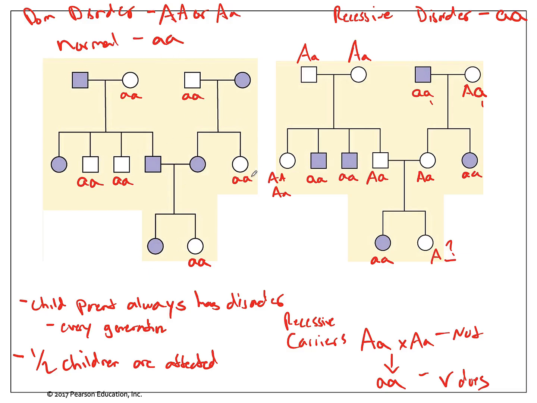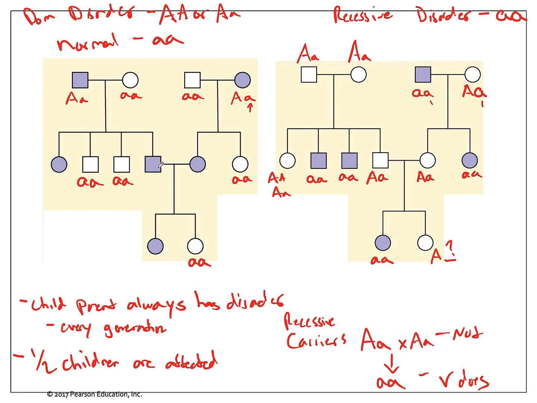So in order for this person to have gotten 2 little a's, they would have gotten 1 little a from dad here, and then they would have gotten 1 little a from mom. So this individual has to be big A, little a. Same thing for here because they have 2 offspring without it, so this person has to be big A, little a.